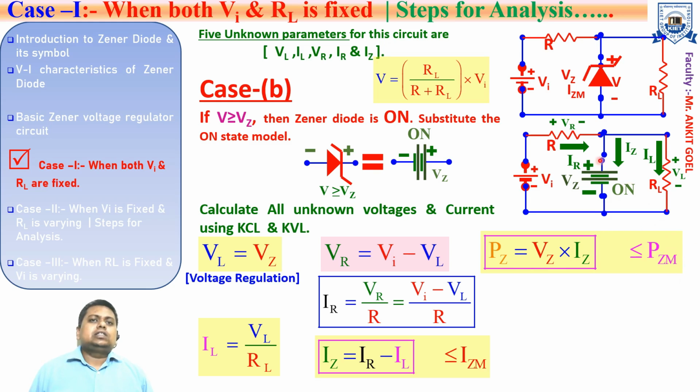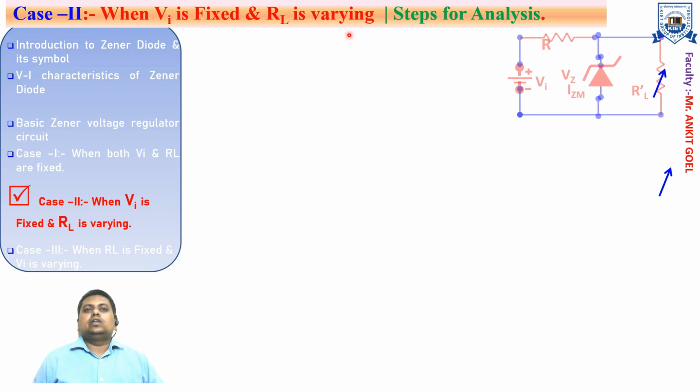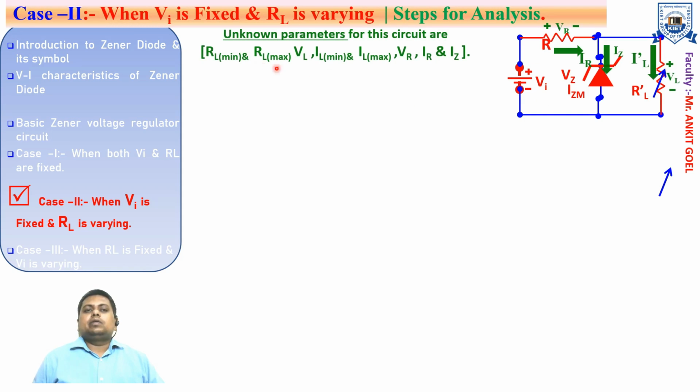Right. So let's discuss the second case, in which the input supply is fixed and the load is fluctuating. The unknown parameters for this case are the minimum and maximum values of the load resistance, the minimum and maximum values of the load current, the load voltage, the voltage and current across the series resistance, and the Zener current.